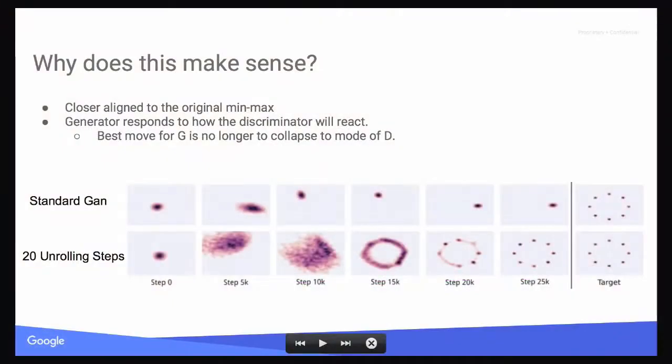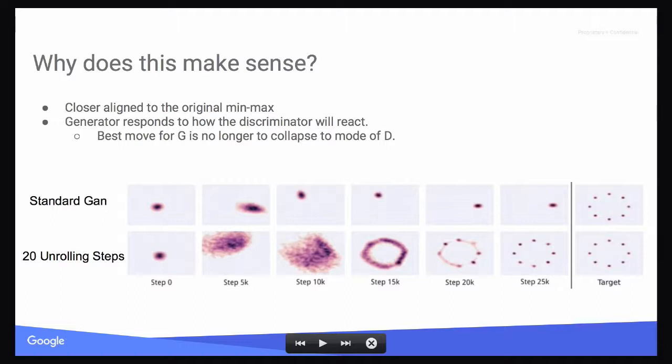So why does this make sense? First, it's more closely aligned to the original GAN min-max problem. Instead of just taking the current discriminator parameters and calling those the max, we do some computation to try to better approximate this max. Next, the generator is able to respond to how the discriminator will react. The generator can almost see into the future. Instead of just taking the best move at the current moment, which is collapsing to a mode of D, it can see what's best for it to do multiple steps ahead.